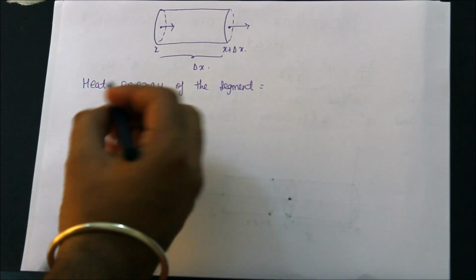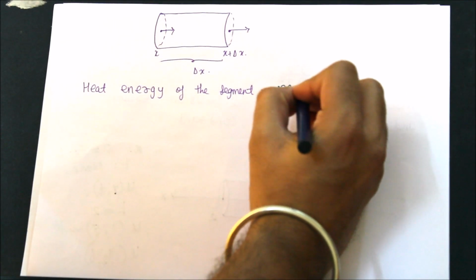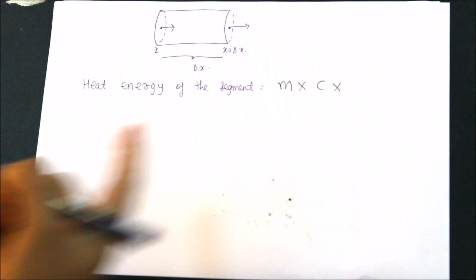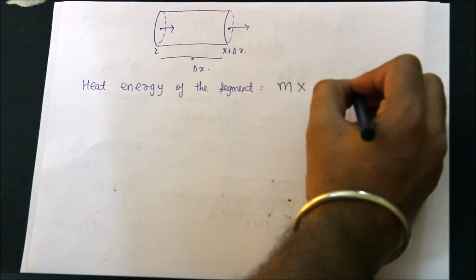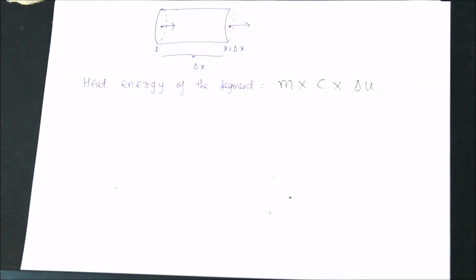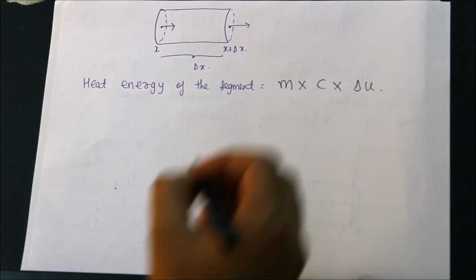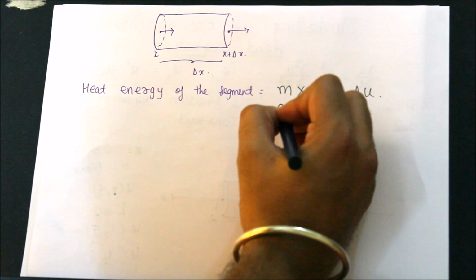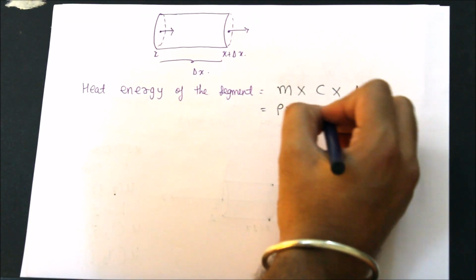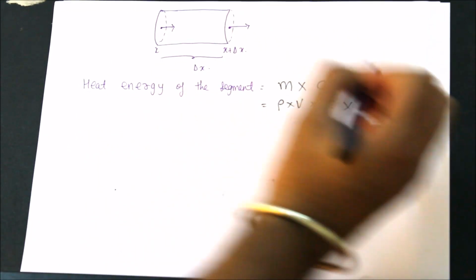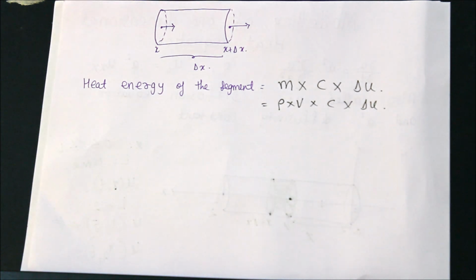If I do the same thing here, what is the heat energy of the segment? It is mass into specific heat, which I am denoting by C, into the change in temperature, because here U is my temperature. But what is mass? If I know the density and volume, then mass is density into volume. So rho is my density, V is the volume.